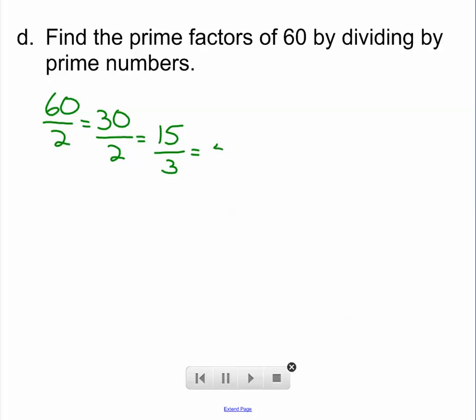15 is divisible by 3, which is 5. And at this point, we end up with a prime number, 5. So that means we're done. The prime factorization of 60 is 2 times 2 times 3 times 5. 2 times 2 is 4. 4 times 3 is 12. 12 times 5 is 60. That's the prime factorization.